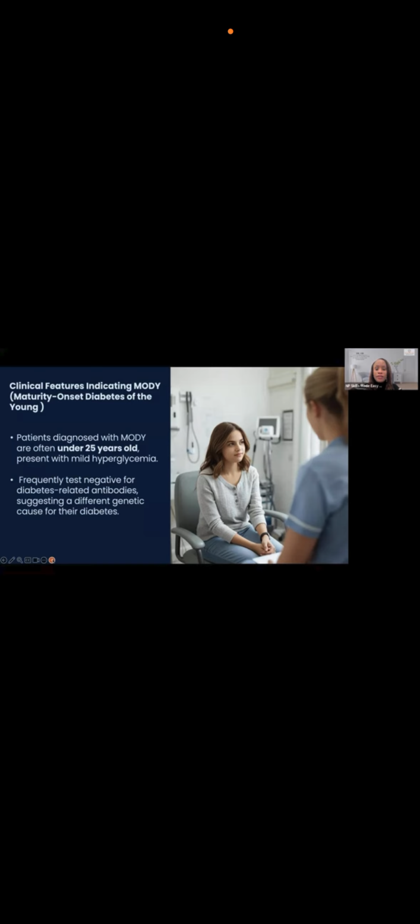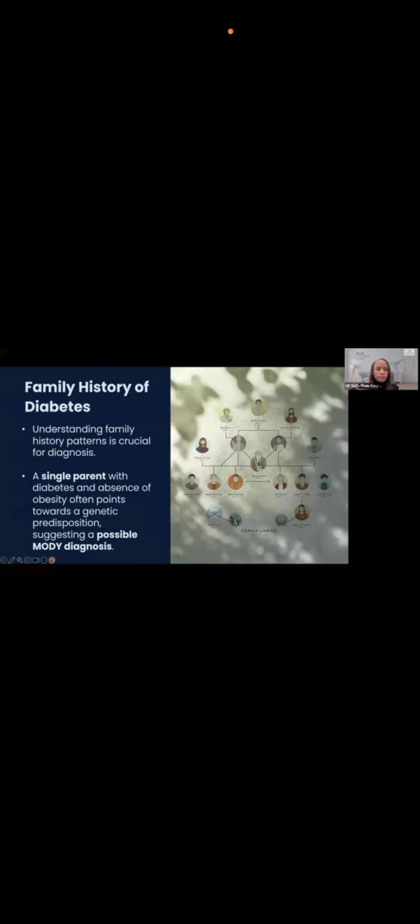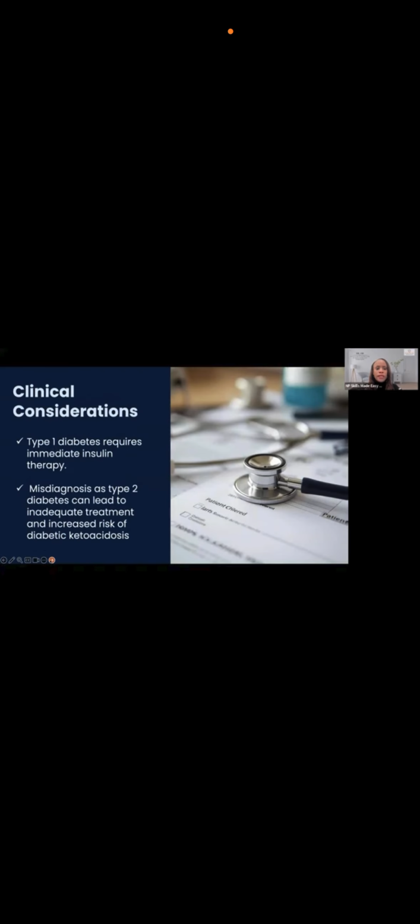So in this patient's case, the final diagnosis was MODY. We always want to think about the family history of diabetes, understanding the family history and the patterns. This is really crucial for the patient. A single parent with diabetes and absence of obesity will often point towards a genetic predisposition, suggesting a possible MODY diagnosis. So the clinical considerations for this case: type 1 diabetes would always require immediate insulin therapy, but misdiagnosis as type 2 diabetes in patients with type 1 diabetes could lead to inadequate treatment and increased risk of DKA.